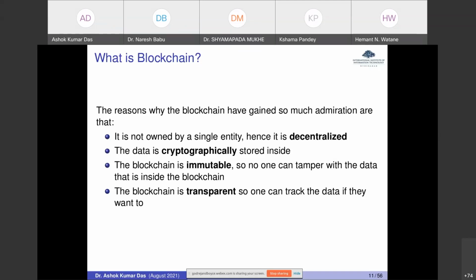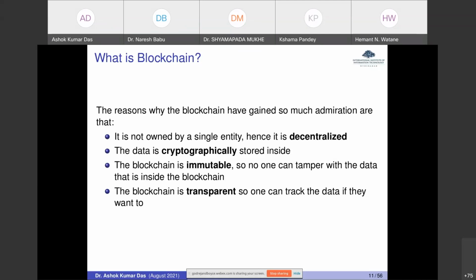So another good property that we'll see here is that blockchain is transparent. So what does it mean? Suppose that I put a block in the blockchain. At a later time, I can always verify whether my block or data has been put properly, or modified or not, in the blockchain. So this kind of transparency is there in the blockchain, which means that anyone can track the data if they want to do that.